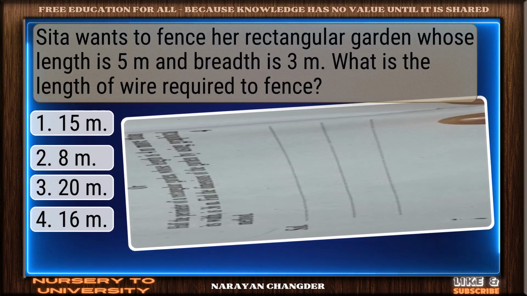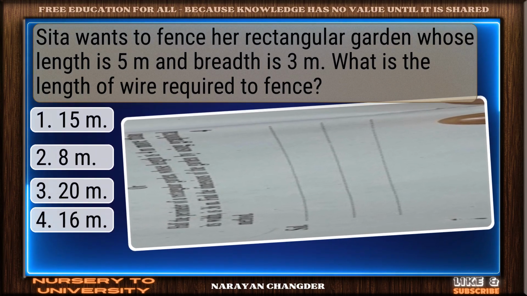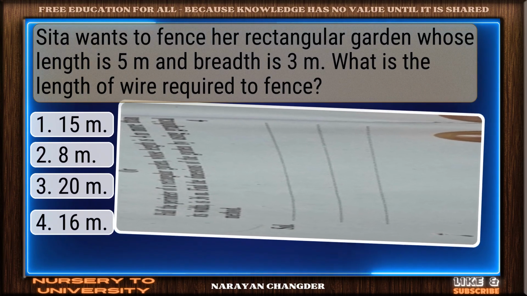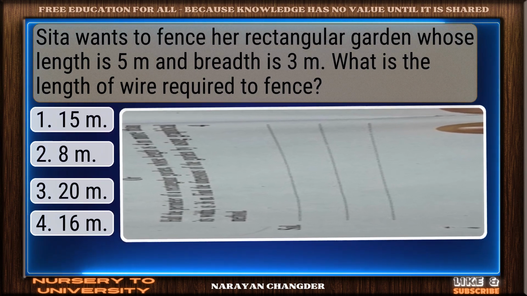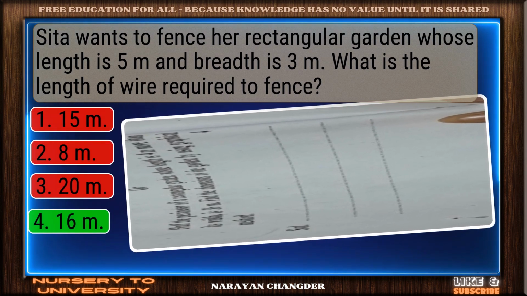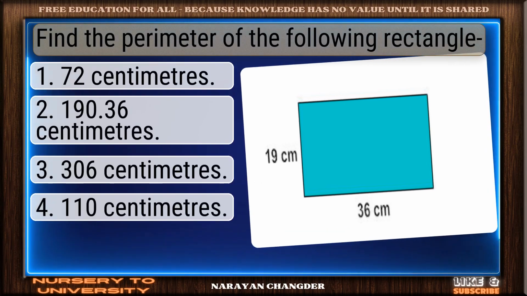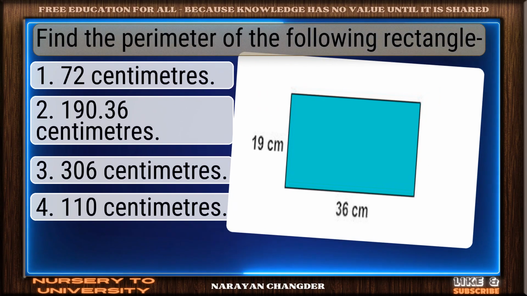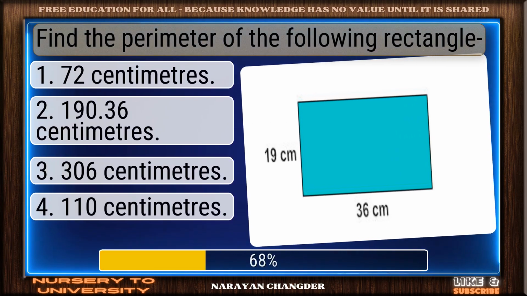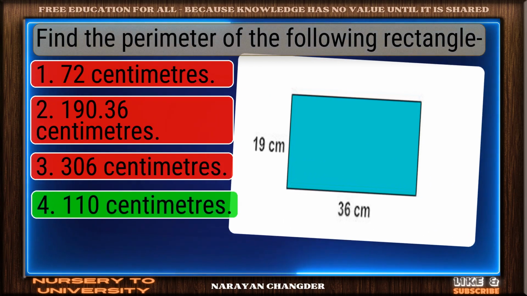Sita wants to fence her rectangular garden, whose length is 5 m and breadth is 3 m. What is the length of wire required to fence? Excellent choice. 16 m is the right answer. Find the perimeter of the following rectangle. Valid point. 110 centimeters is true.